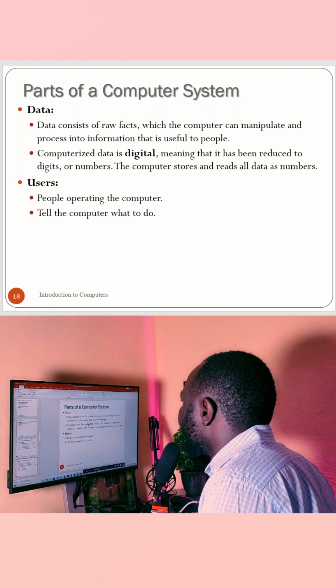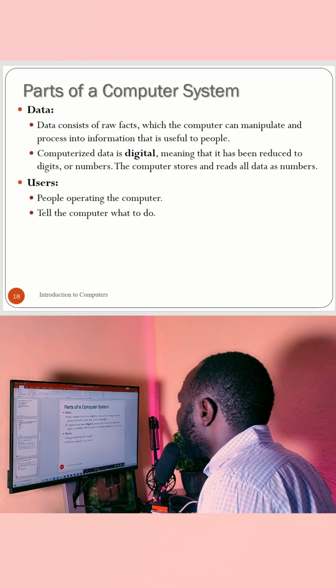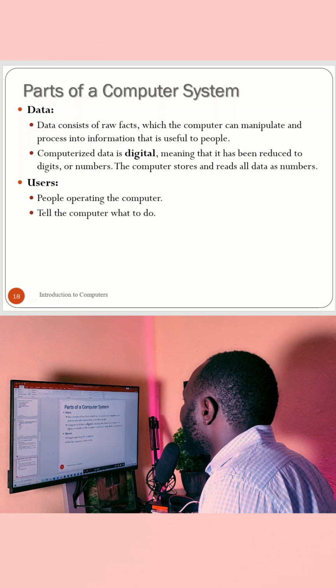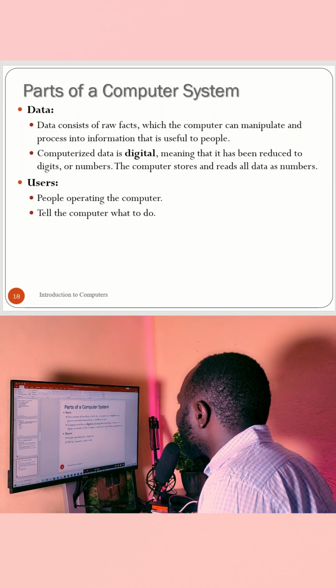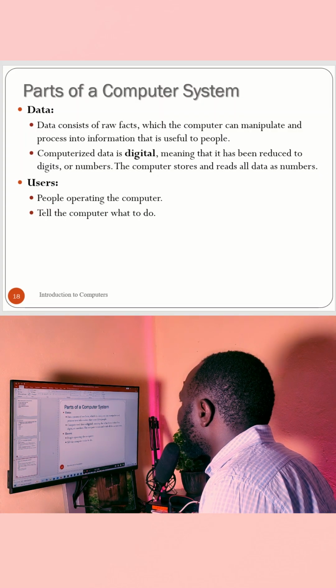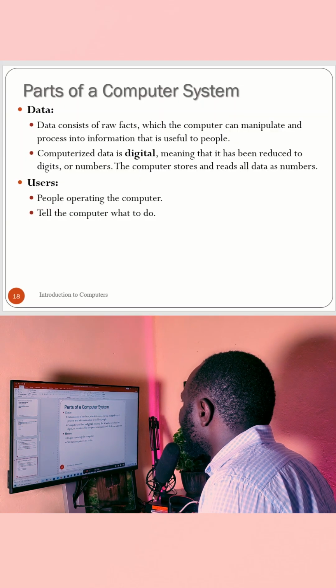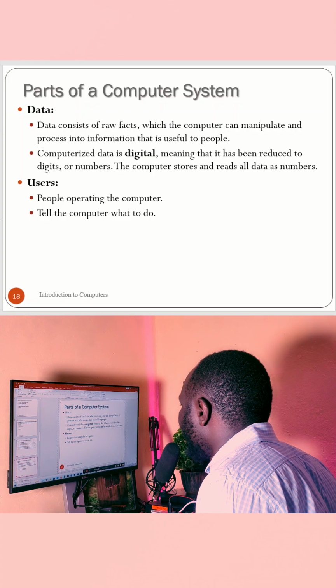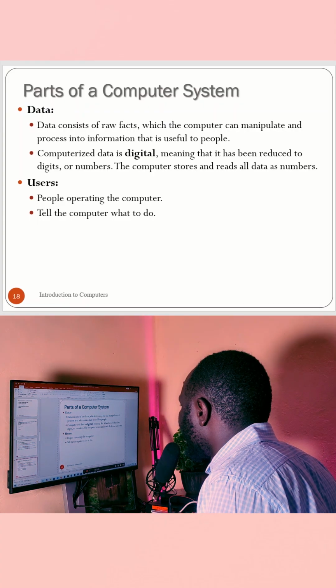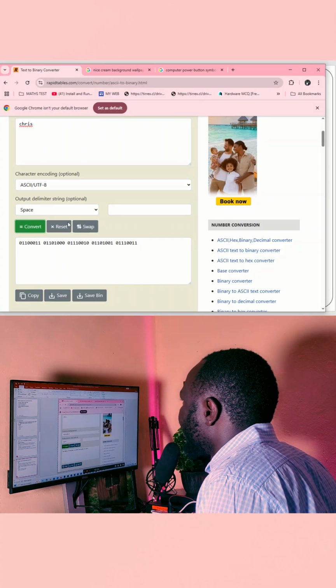Computerized data is reduced to digits, meaning that it has been reduced to numbers. And that is what we talked about earlier, the binary base, the zeros and ones, if you've been keeping track. The computer stores and reads all the data as numbers. Which numbers we looked at earlier? I don't know if that page is still there. Yes, these numbers that you're seeing here.